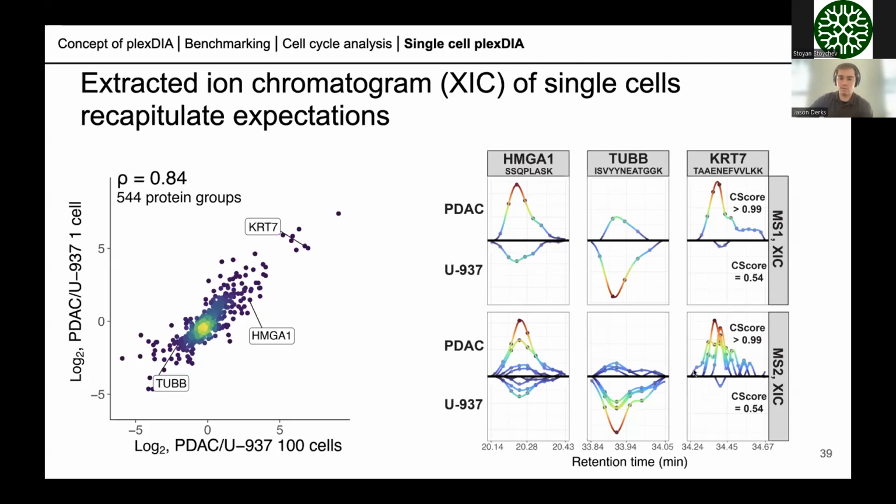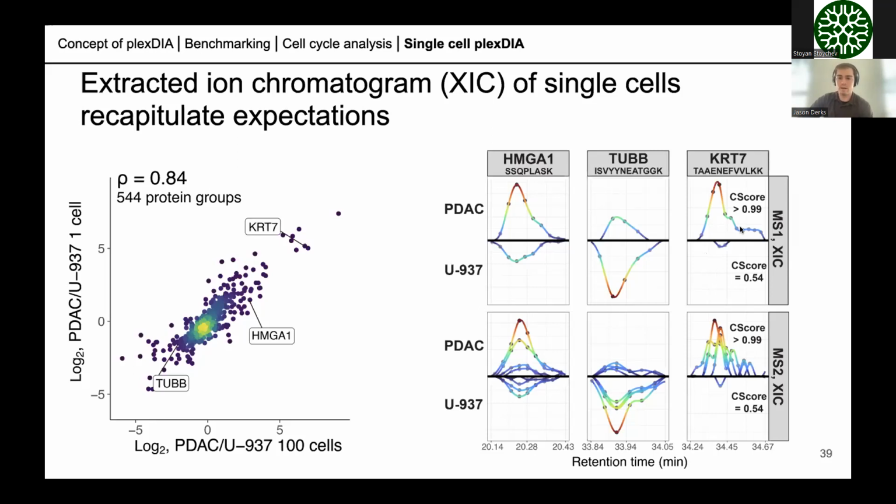So it's super confident in the PDAC cells. You can see this in the MS2 fragments, but it's almost not at all confident in the U937 cells because it is so lowly abundant. In fact, you only identify one fragment in one of the scans, though it is apexing synchronously. So just because it's not confident doesn't mean that you can't extract valuable signal.